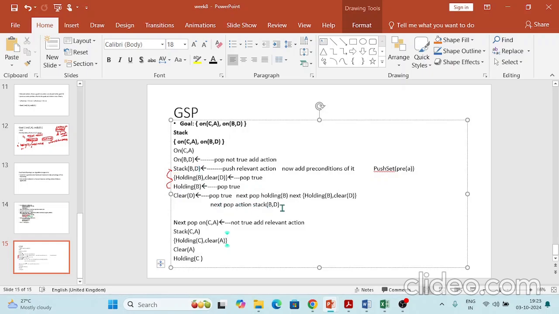Next pop action, stack BD. We remove that one also. Next, what we're having? We already removed B and D. Pop we already done. So we removed all these up to stack BD. Next, what we're having? On C comma A. Next pop on C comma A.